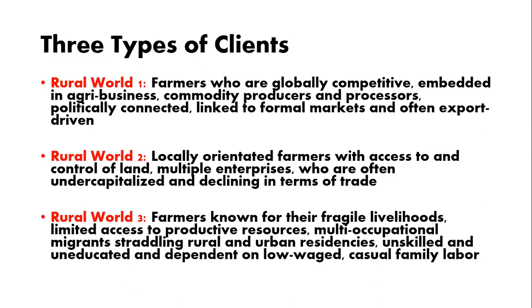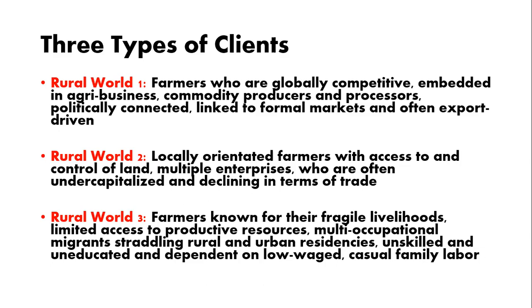The farmers who are globally competitive, embedded in agribusinesses, and they are commodity producers and processors, politically connected and linked to the formal market, and most of the time they are export oriented. This category is called rural world one. They are already big businessmen, right? They focus on one particular commodity or process, they have a lot of political connections, and they deal with the formal market. Tomorrow we are discussing the types of formal and informal markets. They have export-driven approaches, which is called rural world one.